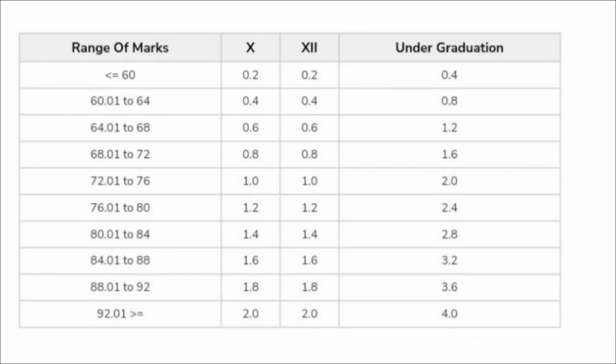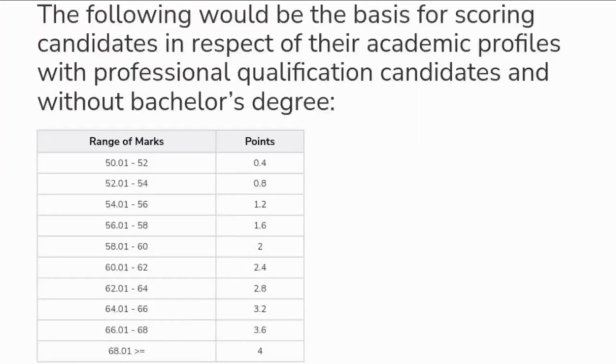Then for candidates who have a professional qualification without a bachelor's degree, if your percentage ranges between 50 to 52, there are 0.4 marks. If it ranges between 52 to 54, there are 0.8 marks. Between 54 to 56, there are 1.2 marks. Between 56 to 58, there are 1.6 marks. Between 58 to 60, there are 2 marks.